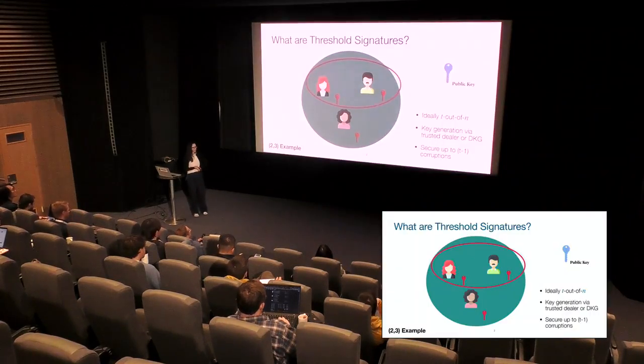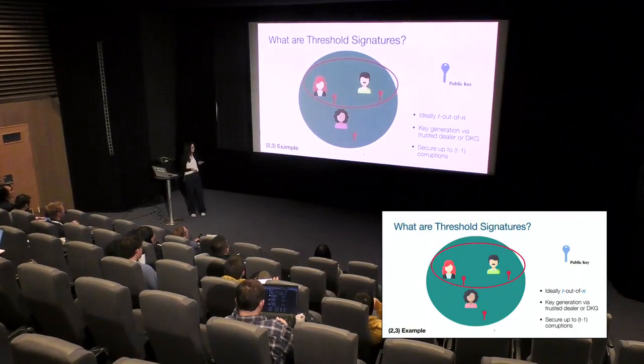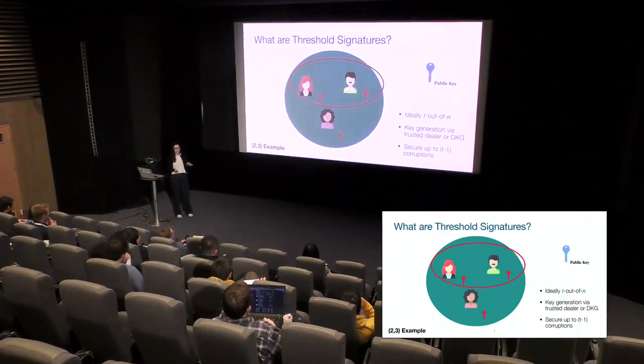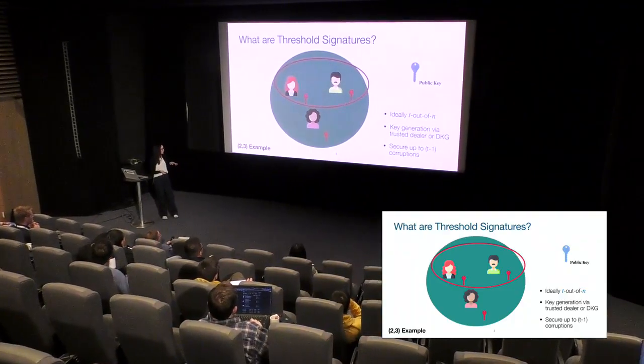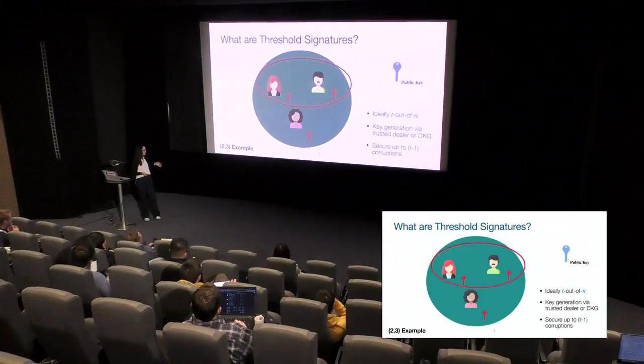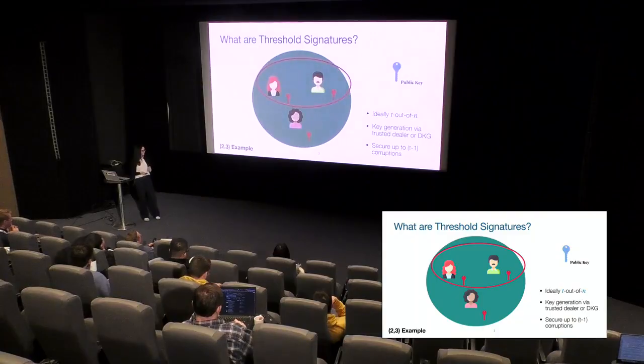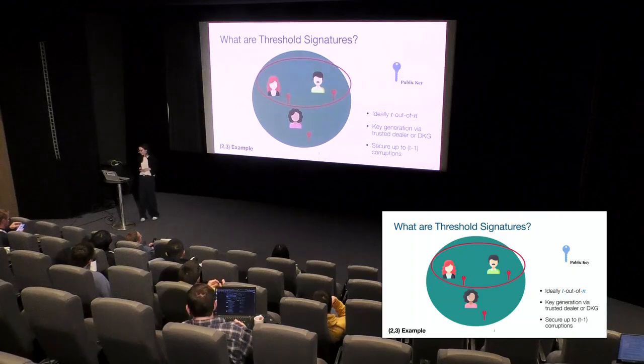Just to recap, I know we've talked a lot about threshold schemes, but as a very quick summary, a threshold signature is a public key scheme where the secret key is split among a set of parties, and you have one public key that represents the group. Generally we have n parties, but t parties are required in order to sign, and the scheme is secure up to t-1 corruptions. For key generation, we can use either a trusted dealer or a distributed key generation scheme.